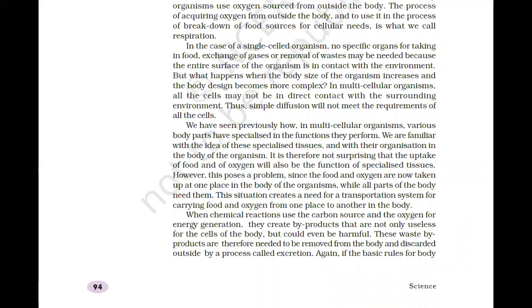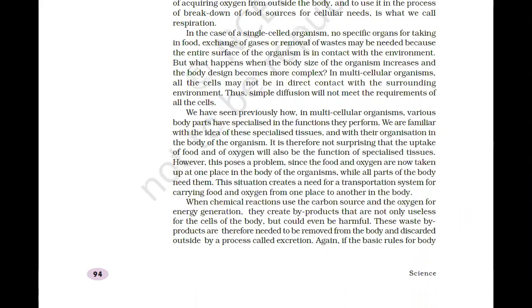However, this poses a problem since the food and oxygen are now taken up at one place in the body of the organisms while all parts of the body need them. This situation creates a need for a transportation system for carrying food and oxygen from one place to another in the body. When chemical reactions use the carbon source and the oxygen for energy generation, they create byproducts that are not only useless for the cells of the body but could even be harmful.